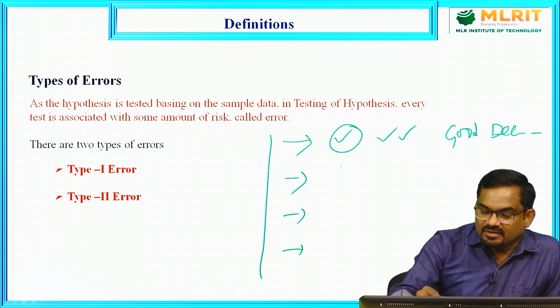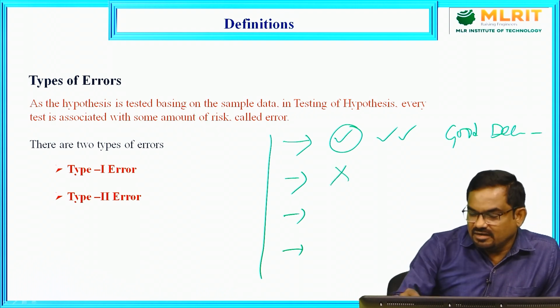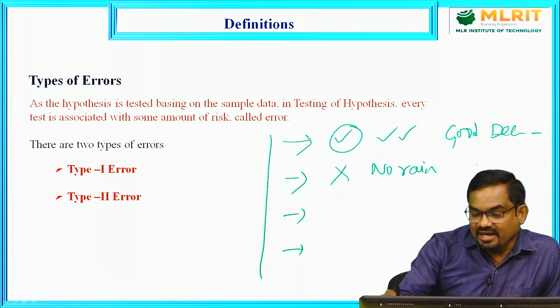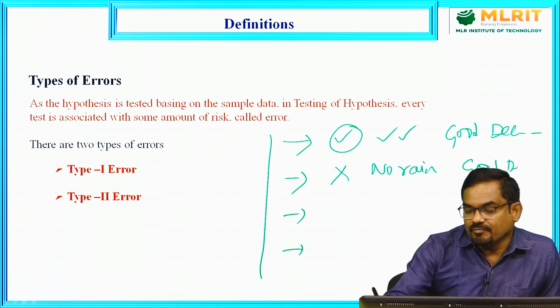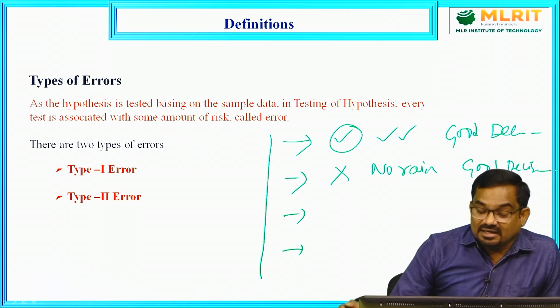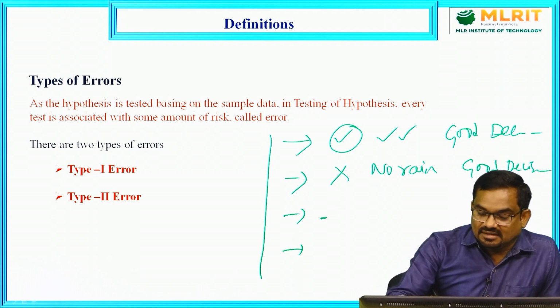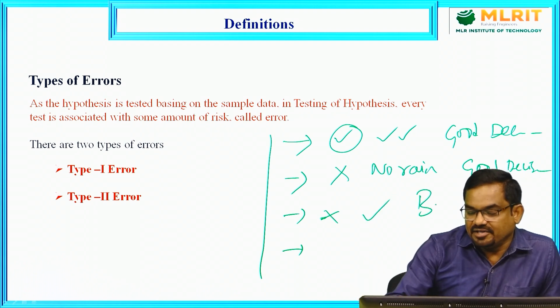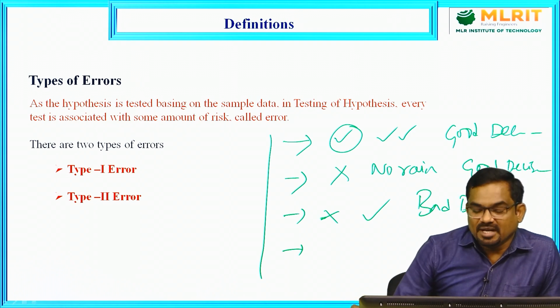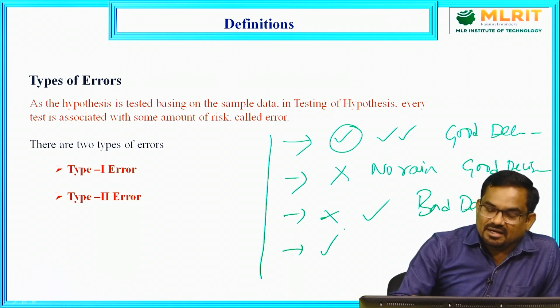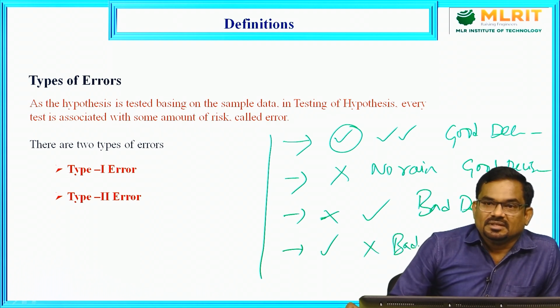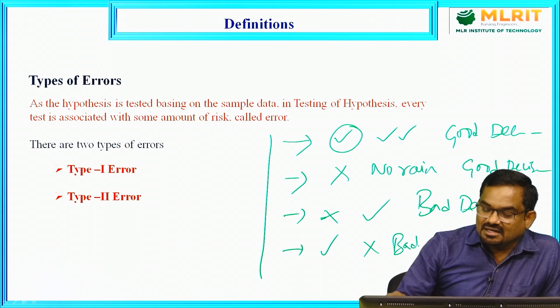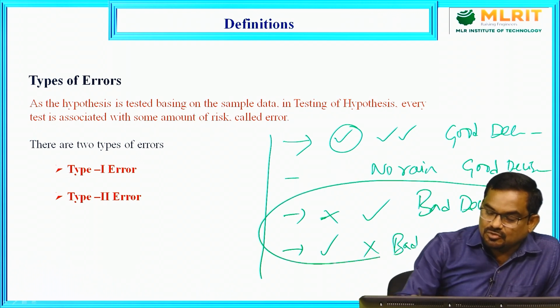For example, he went without an umbrella and there was no rain. So, again, a good decision. And there are 2 more possibilities. One is, he went without an umbrella and there was rain. So, a bad decision. Similarly, he went with an umbrella and there was no rain. Again, a bad decision. So, in the procedure of testing of hypothesis, the error comes in the last 2 cases.